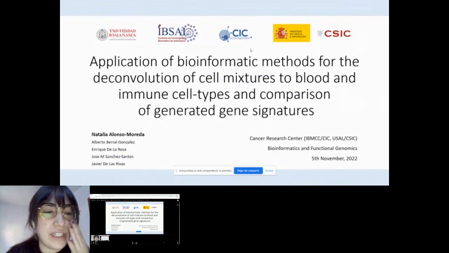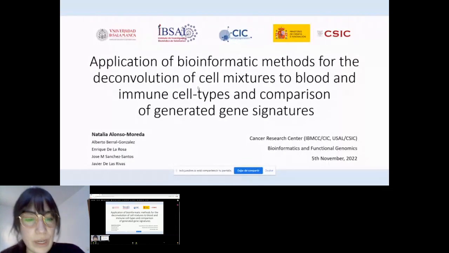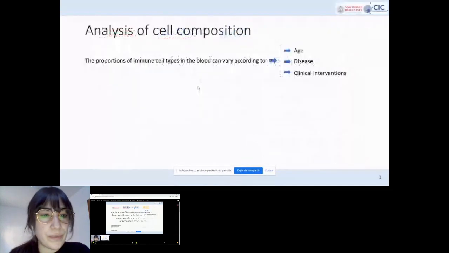I'm going to introduce my presentation: application of bioinformatic methods for the deconvolution of cell mixtures to blood and immune cell types, and comparison of generating gene signatures.